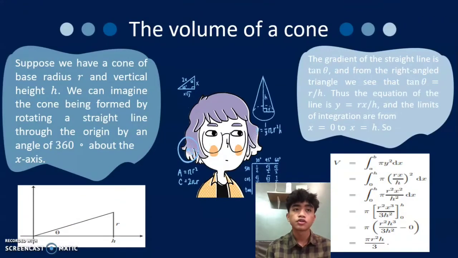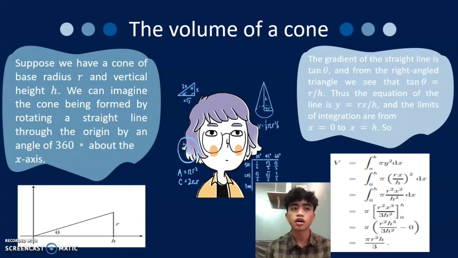Okay, we go to the volume of a cone. Suppose we have a cone of base radius r and vertical height h. We can imagine the cone being formed by rotating a straight line through the origin by an angle of 360 degrees about the x-axis. Then the gradient of the straight line is tangent theta, and from the right-angled triangle we see that tangent theta equals r over h. Thus, the equation of the line is y equals rx over h, and the limits of integration are from x equals 0 to x equals h.